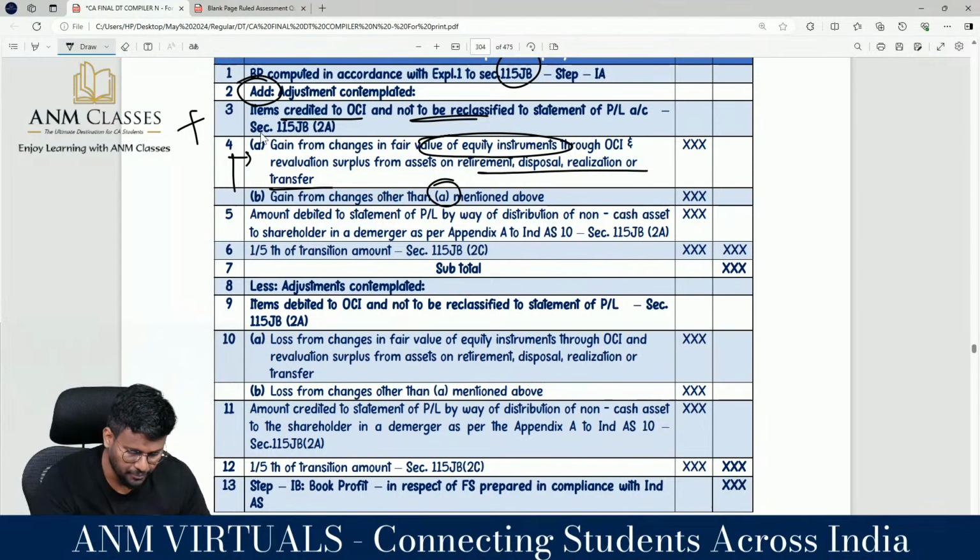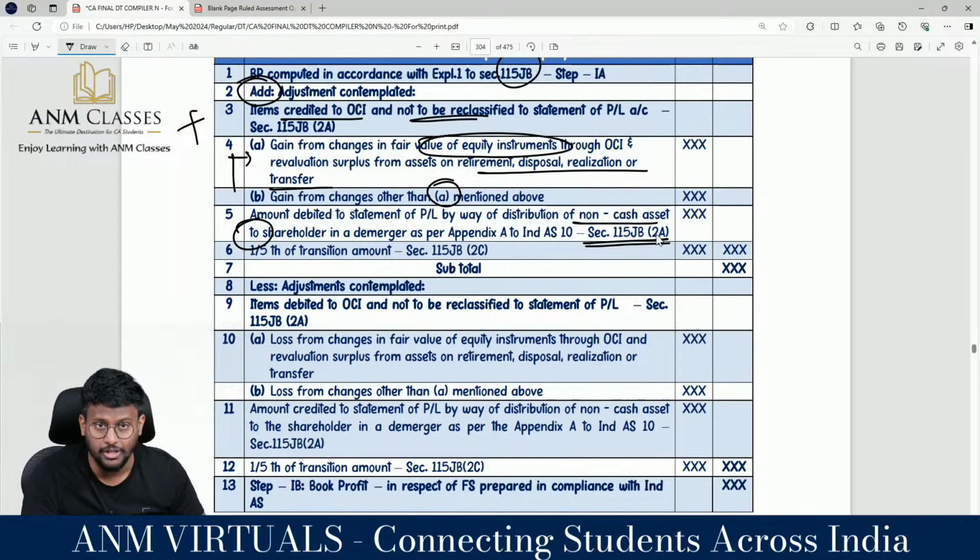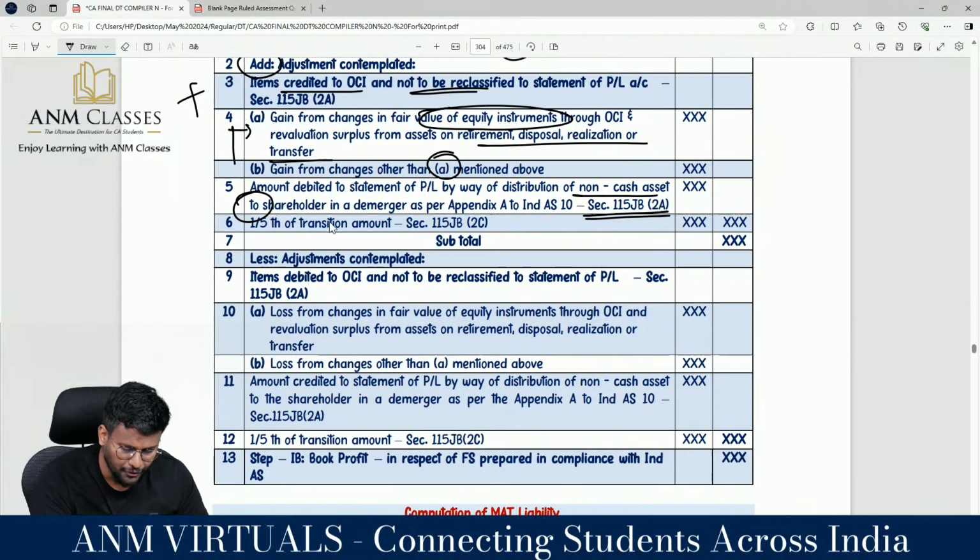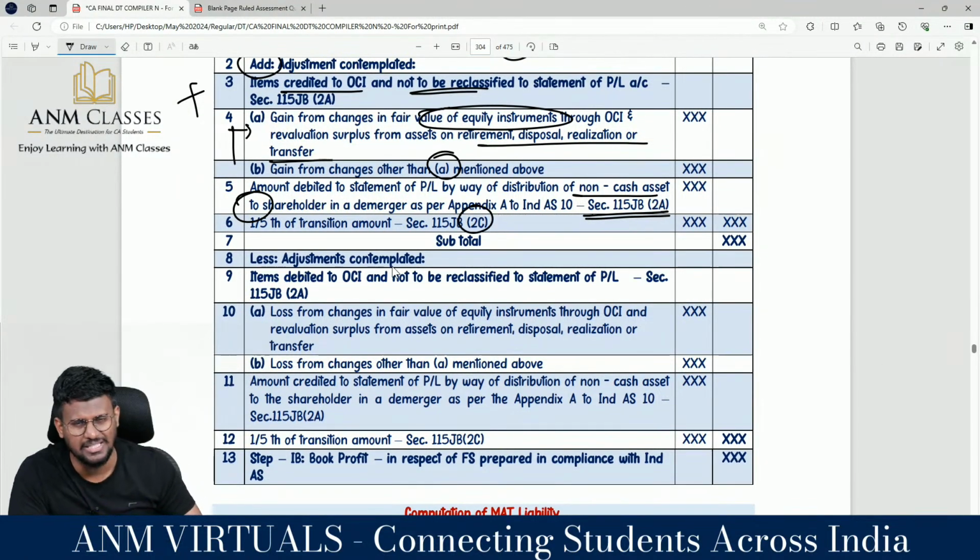The second adjustment to be added is the amount debited to the statement of P&L by way of distribution of non-cash asset to shareholders in a demerger as per Appendix A to Ind AS 10, as per 115JB subsection 2A. 1/5 of the transition amount as per 115JB subsection 2C should be added back. If that 1/5 transition amount has been debited to the P&L account, because of that net profit would have been reduced, so it should be added back. You will get the subtotal.